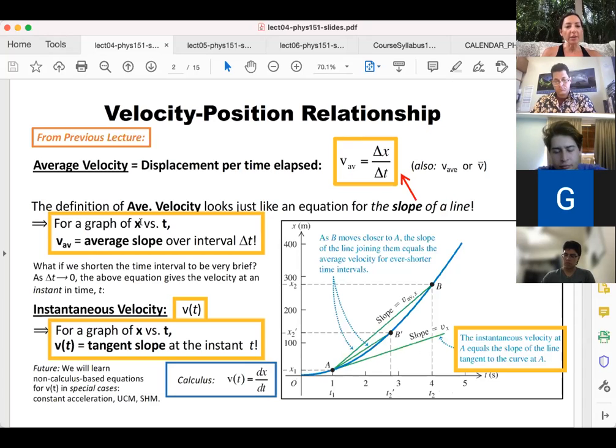So essentially, the average velocity looks like an equation for the slope of a line. Because here you have a ratio of these two, the average velocity is just the slope. So you see that this slope here is bigger than this slope here. This means that the average velocity here is going to be bigger than this one, right? While the instantaneous velocity is the derivative, it means it is the tangent at that particular moment.